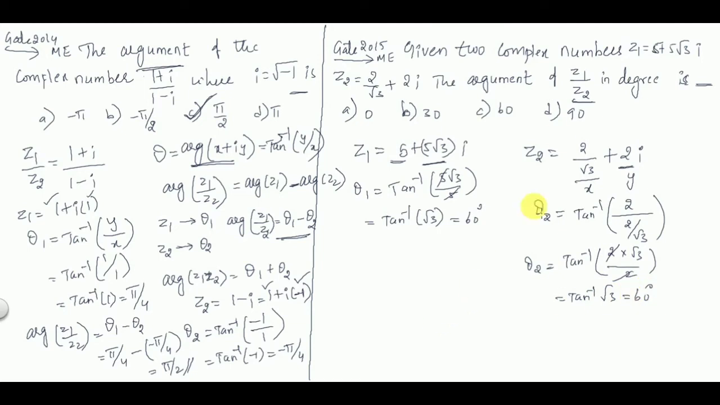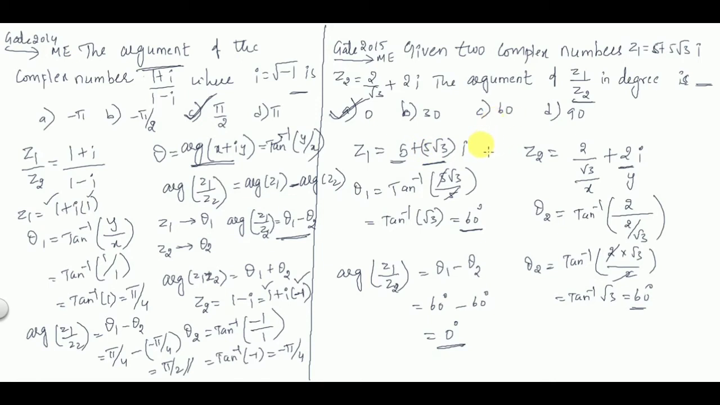So we need argument of z1 by z2. Argument of z1 by z2 is equal to θ1 minus θ2, but both θ1 and θ2 are same, so it will be 60 degrees minus 60 degrees, which is equal to 0 degrees. Okay, so option A is the answer. So option A is correct. So this is how we can solve the concept of argument.